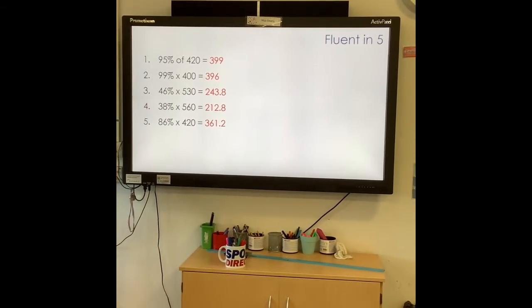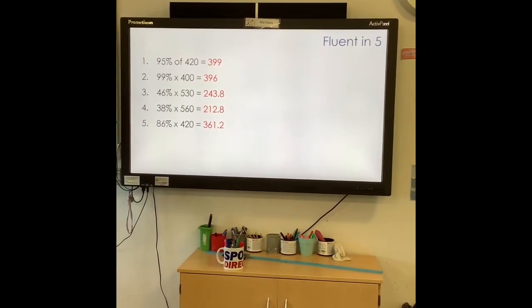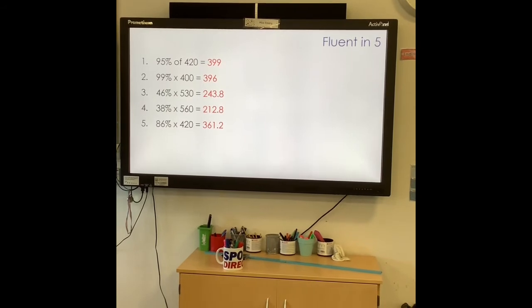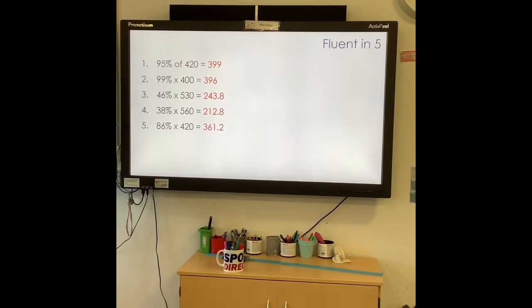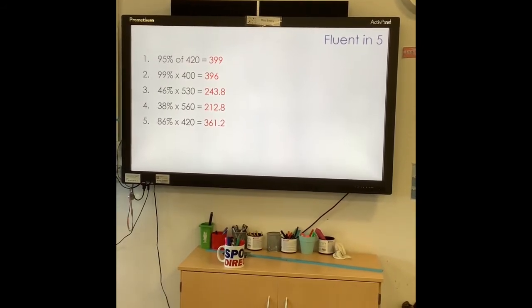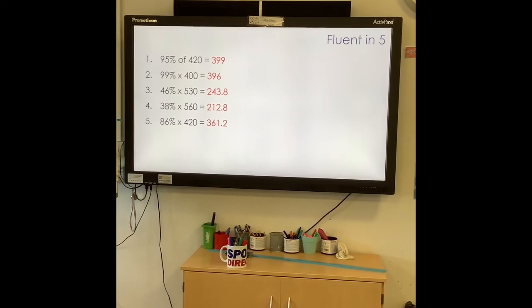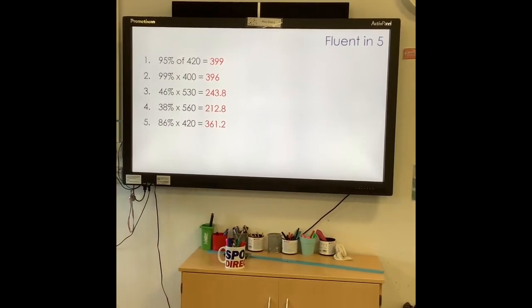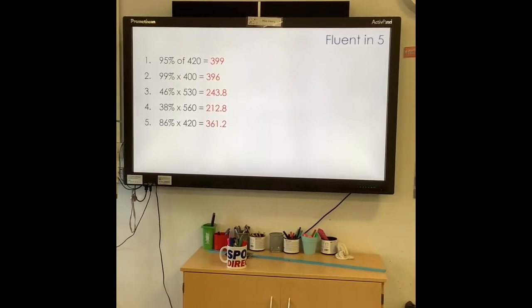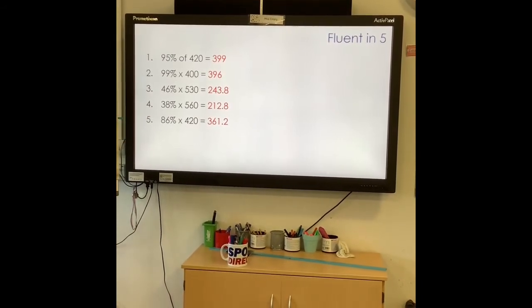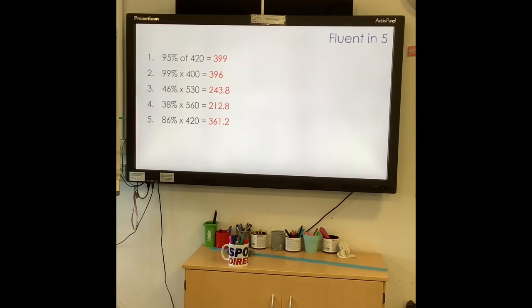This one, 46% times 530, or the same as 46% of 530. Now for this one, you could have found 10%, multiplied it by 4 to get 40%, then found 5%, 1%, put them together to get 6. So 46% of 530 is 243.8.